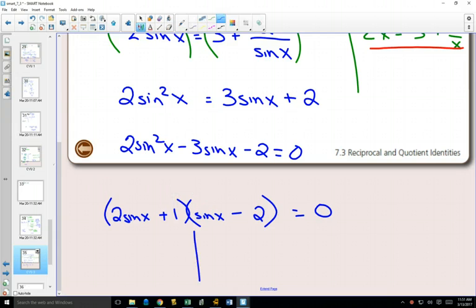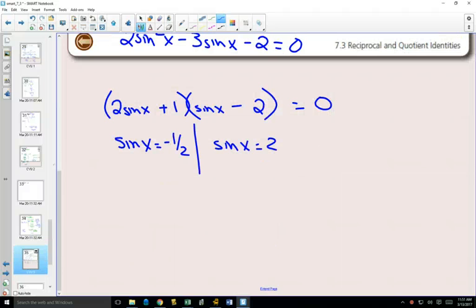So we can split it here and say either sine x is equal to negative a half or sine x is equal to 2. Is negative a half on our pie plate? Yeah.